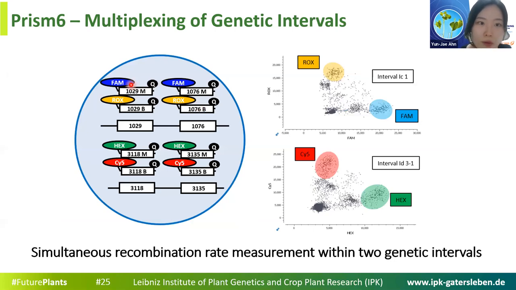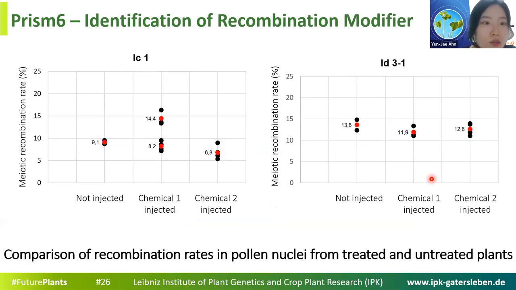So here, I used FAM and ROX for one interval, and HEX and Cy5 for another interval. And then I was successfully measuring the recombination rates from interval 1 and interval 2 at the same time in a higher number. This is the result from very pilot experiments. I injected some chemicals into our barley plants to induce meiotic recombination and compared them with non-injected plants in the same chromosomal intervals with four colors. From here, I saw that chemical one was inducing meiotic recombination and chemical two didn't. And in the other chromosomal interval, chemical one and two didn't do anything.